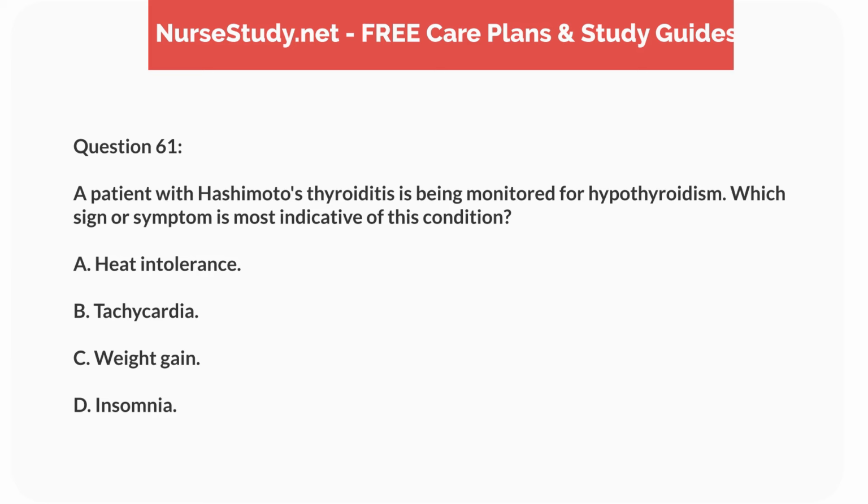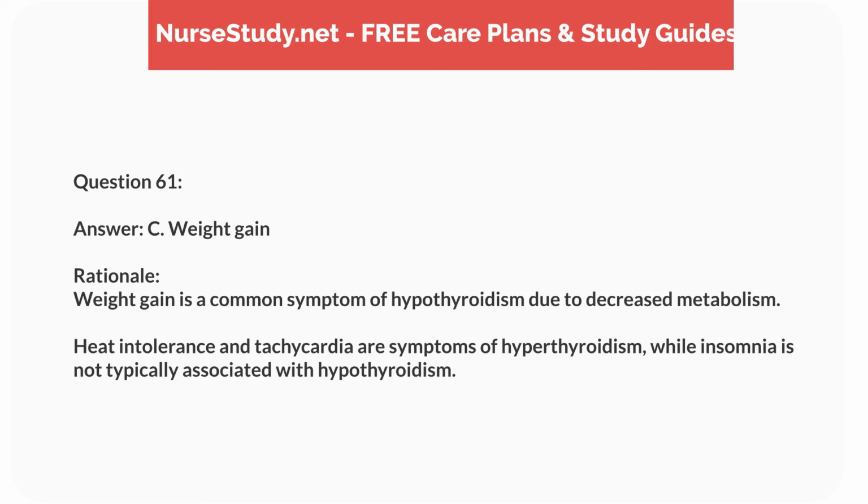Question 61. A patient with Hashimoto's thyroiditis is being monitored for hypothyroidism. Which sign or symptom is most indicative of this condition? A. Heat intolerance. B. Tachycardia. C. Weight gain. D. Insomnia. Answer: C. Weight gain. Rationale: weight gain is a common symptom of hypothyroidism due to decreased metabolism. Heat intolerance and tachycardia are symptoms of hyperthyroidism, while insomnia is not typically associated with hypothyroidism.